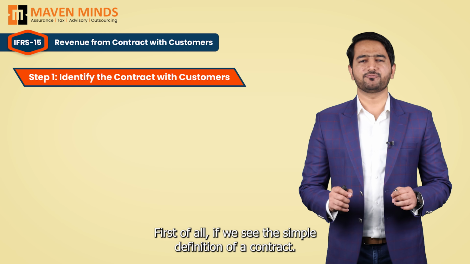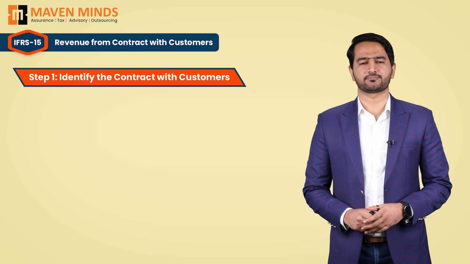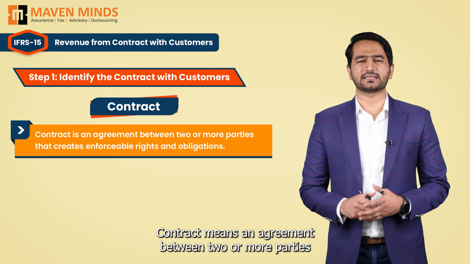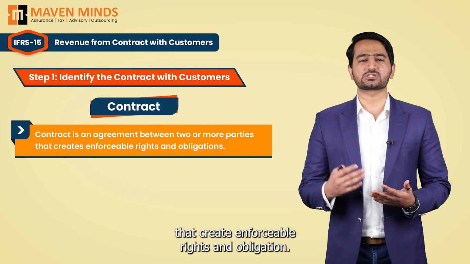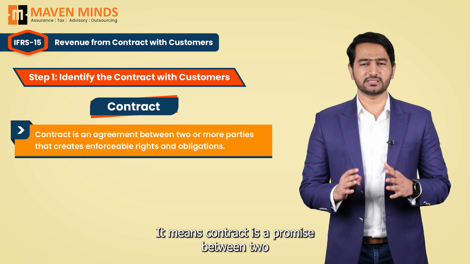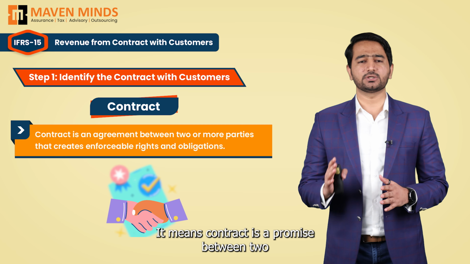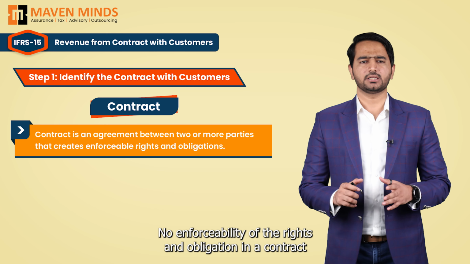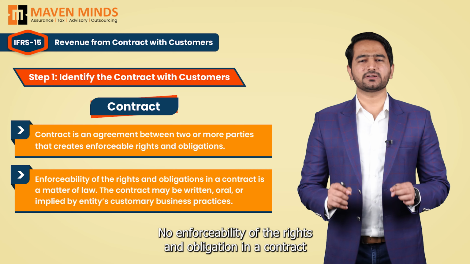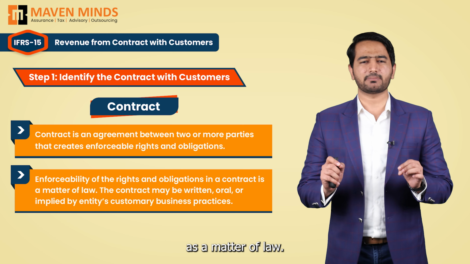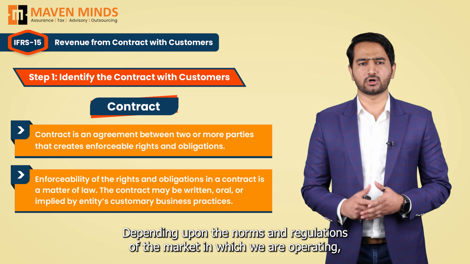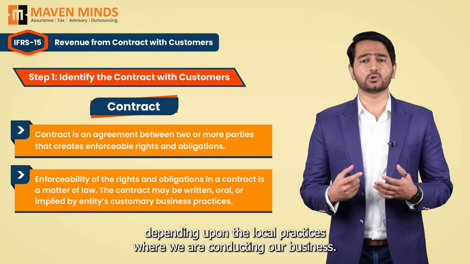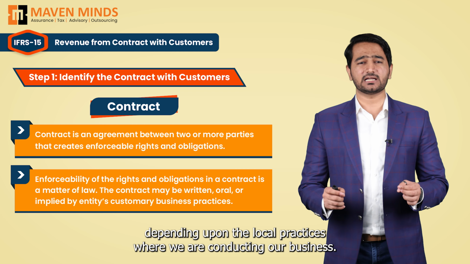First of all, the simple definition of a contract: a contract means an agreement between two or more parties that creates enforceable rights and obligations. It means a contract is a promise between two or more parties that establishes their rights and obligations. Now, enforceability of the rights and obligations in a contract is a matter of law, depending upon the norms and regulations of the market in which we are operating, depending upon the local practices where we are conducting our business.